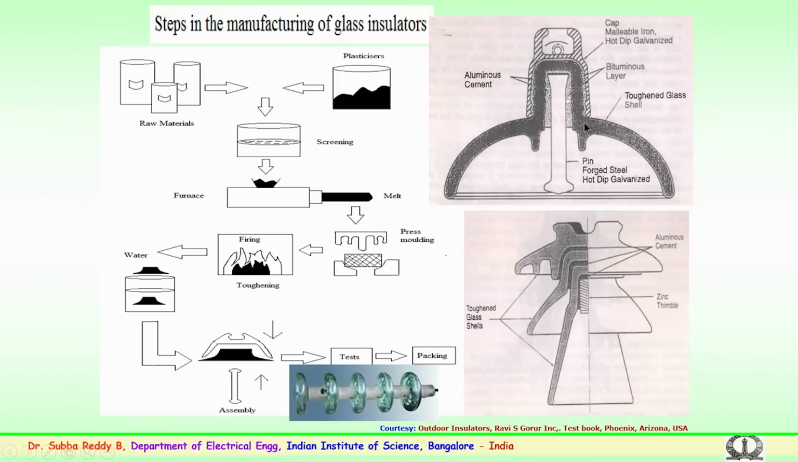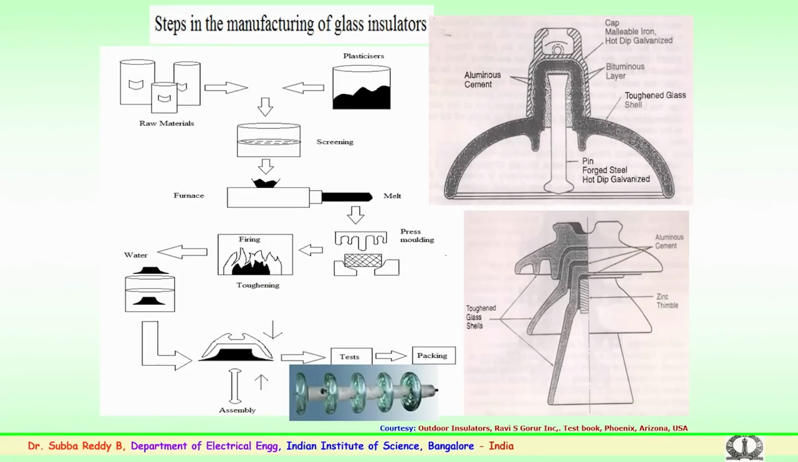So, the toughened glass which is obtained from the molten state at a defined temperature, you can see various types of shells are normally employed. Further, there is again alumina cement which is connected to the pin of the insulator. So, the cap and pin of the insulator with the glass shell are embedded with the alumina cement coated with the bituminous layer.